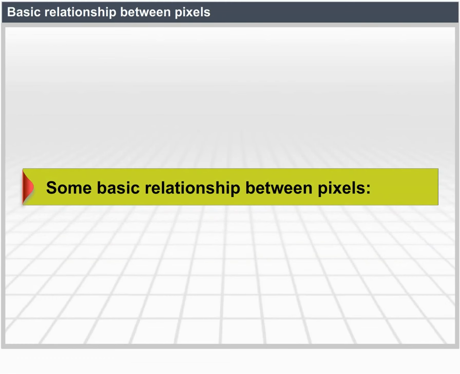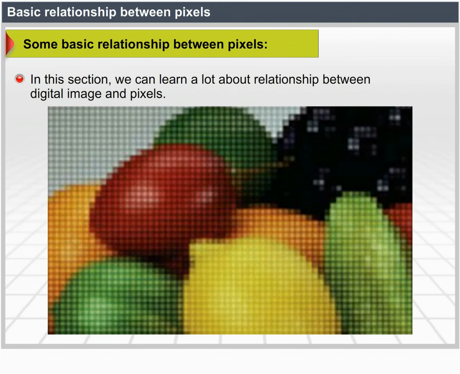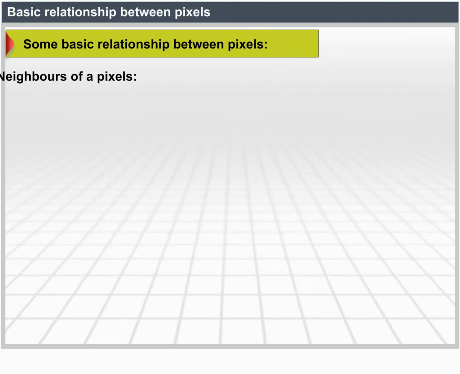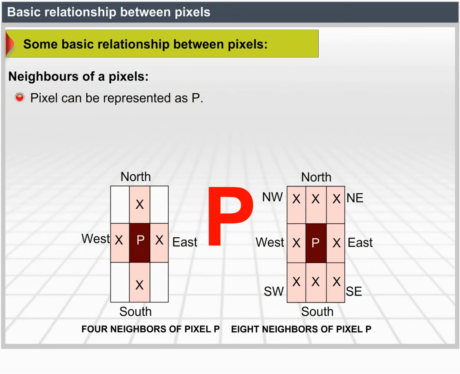Some basic relationships between pixels. In this section, we can learn a lot of things about the relationship between digital image and pixels. 1. Neighbors of a pixel. A pixel has 4 neighbors in east, west, north, south directions. A pixel can be represented as P.